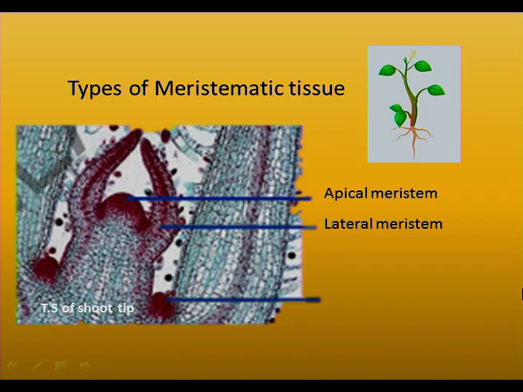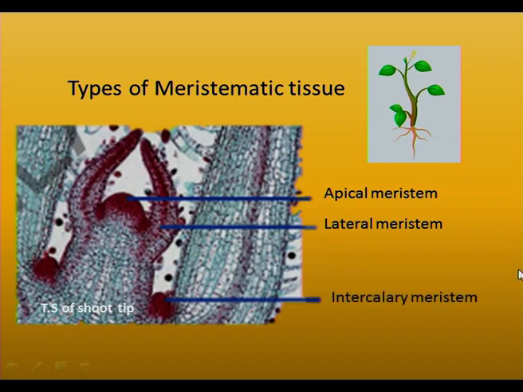Now, lateral meristem. These tissues are present around the edges in a lateral manner, see here, giving rise to the growth in the girth of the stem. Girth of stem means this widening of the stem.